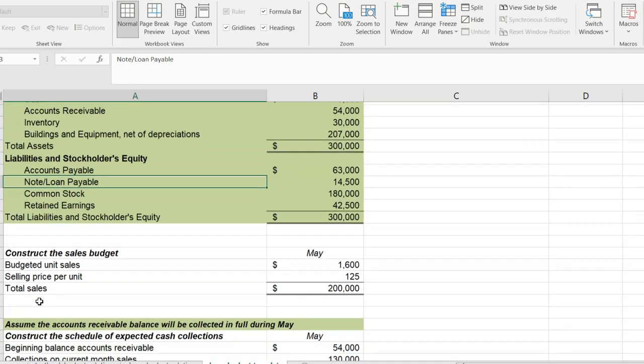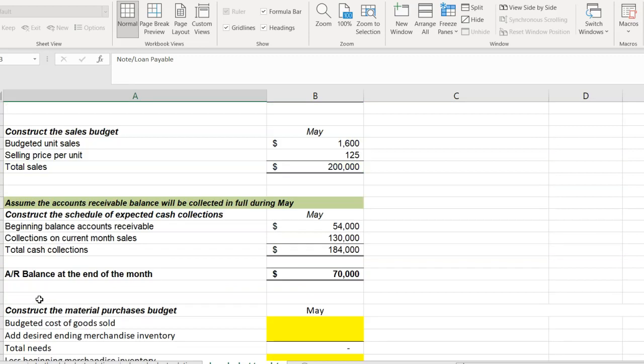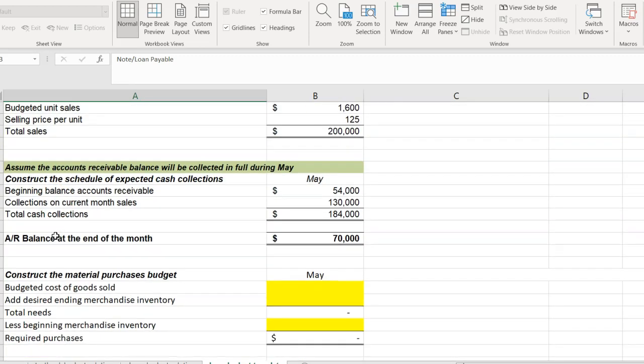So you'll construct the sales budget as per normal, and you'll construct your schedule of expected cash collections. You'll also construct a material purchases budget, and I do want to go over this again with you just in case you need a refresher. I think I had posted one video from Inspira on the material purchases budget, but I'm going to touch on it again here.